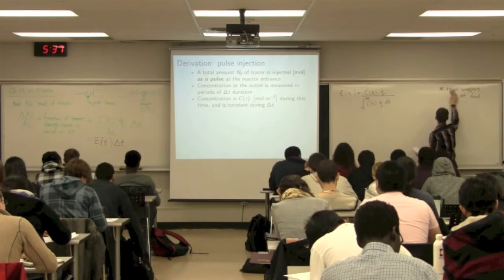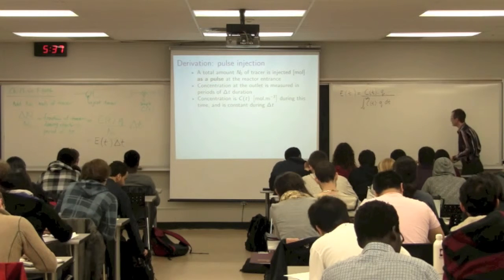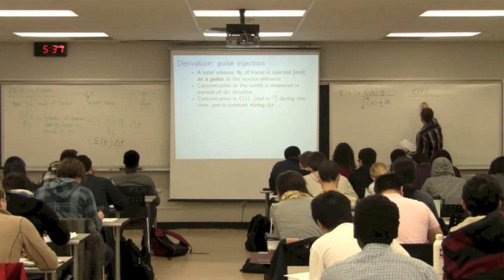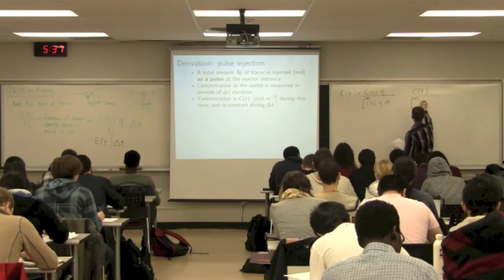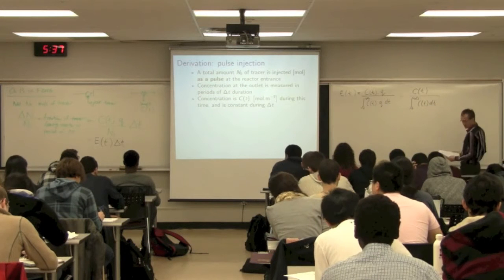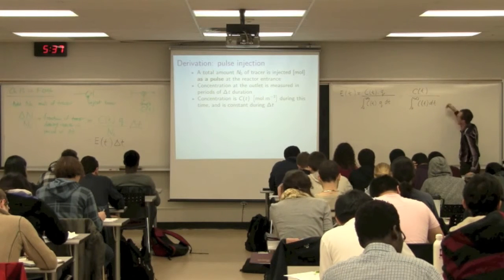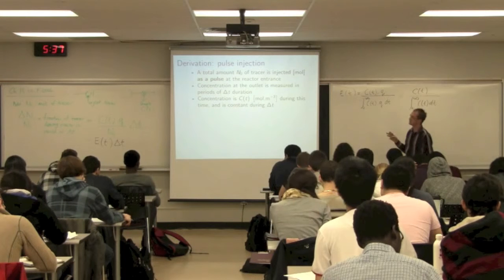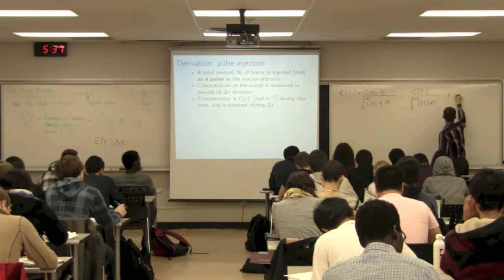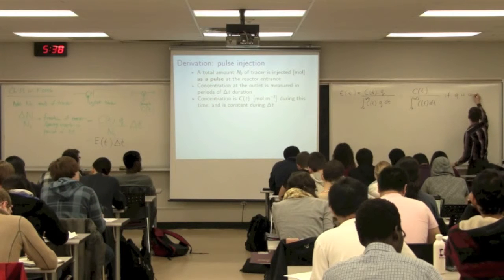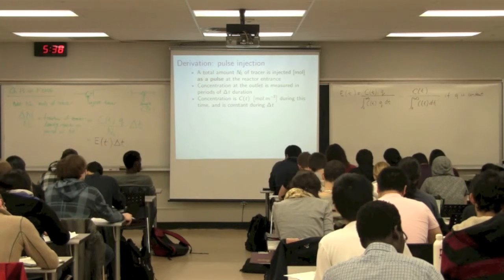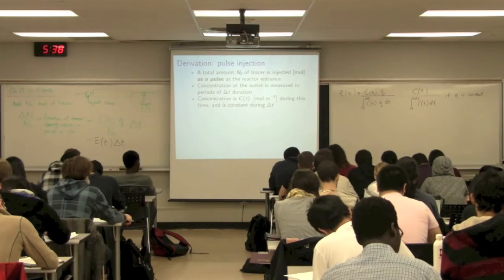And that simplifies out to C of T divided by this integral from 0 to infinity of C of T dT, if Q is equal to constant throughout the reactor. So, if Q is equal to a constant value throughout the duration of our experiment, which is typical. So if we aim to maintain a constant flow rate Q throughout the time that we run that experiment.